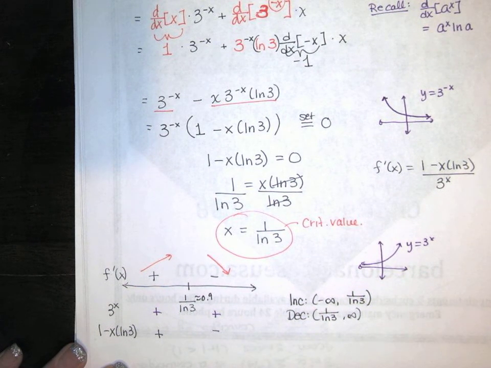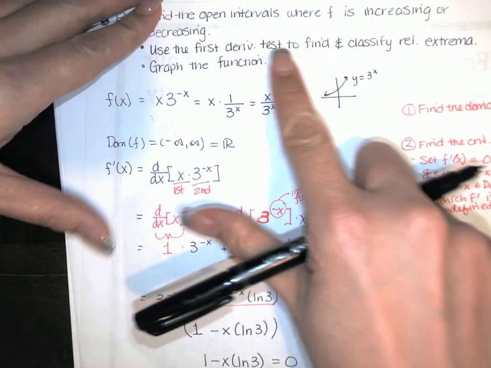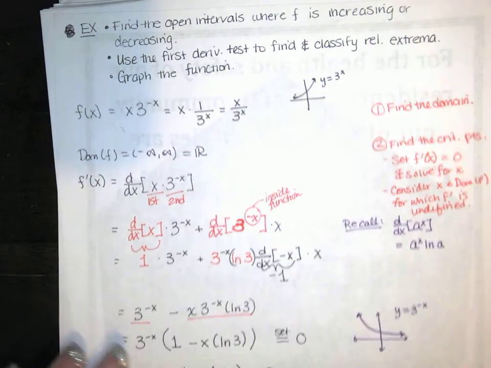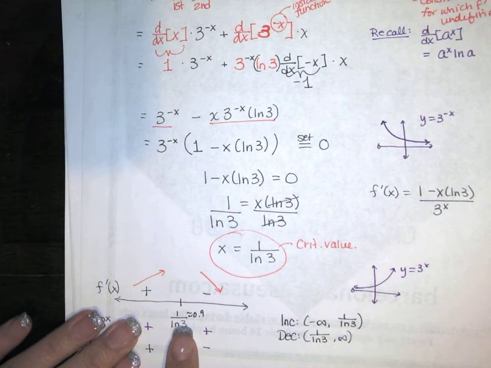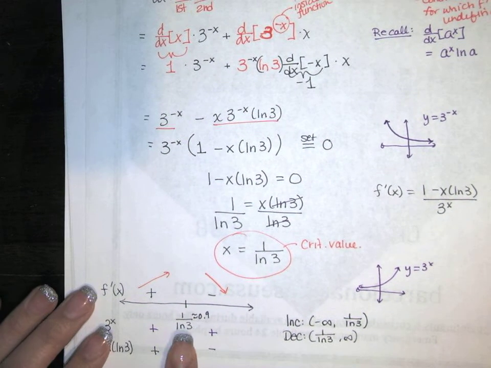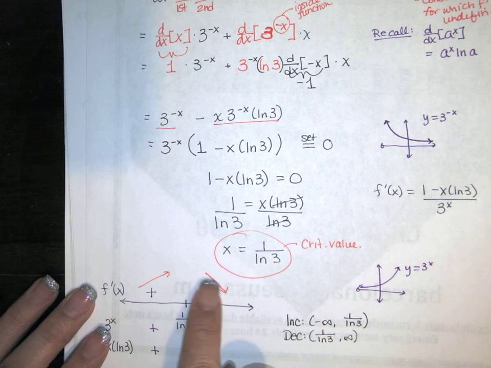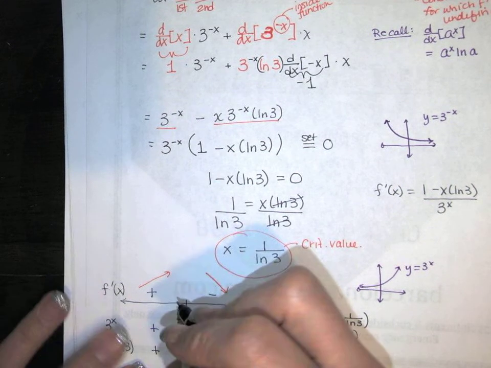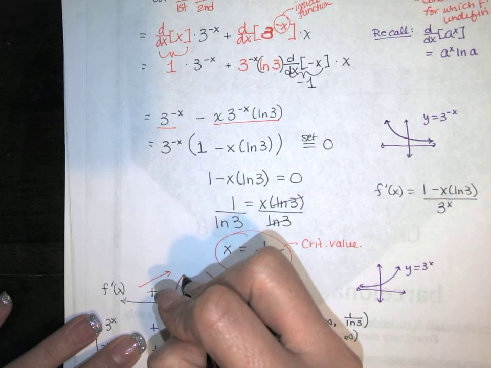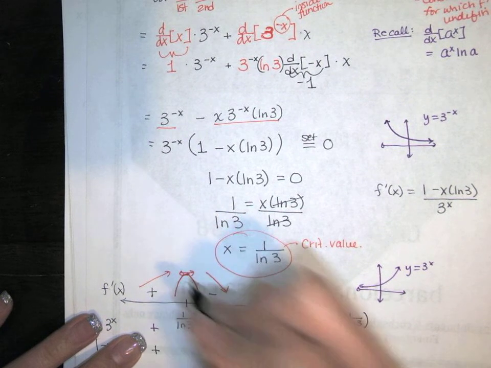Okay. Now the second question said, use the first derivative test to find and classify the relative extrema. Well, here's my critical point. Does f prime change signs there? It sure does. Do I have a max or a min? You can see just looking at the arrows that we're going to have a max there. The function goes from increasing to having a 0 slope to decreasing. So we're going to have a relative max at the top.